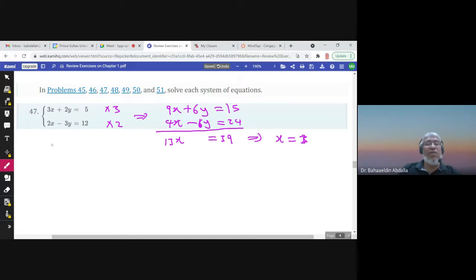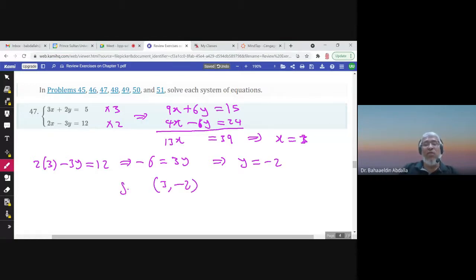Now I can put this 3 in any equation. For example, in the second equation, so 2 times 3 minus 3y is 12. I solve this equation and find the value of y. So 6 minus 12 is negative 6. And if you take 3y to the other side, then we divide by 3. So negative 6 over 3 is negative 2. So the solution of this equation system would be the ordered pair 3 and negative 2.